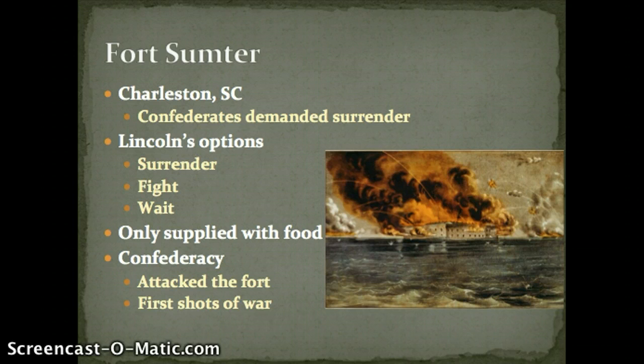That becomes very important because now the South is the guilty one. They started the war by firing the first shots, and Lincoln has avoided casting a negative image on the North and giving any sort of positive image to the South.